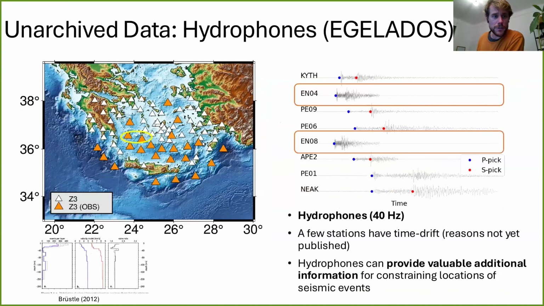And therefore, I'm going to introduce you now to the unarchived data from the Egelados dataset. Once again, that was this amphibian experiment. Stations were placed on land, but also offshore. It was the first time a large OBS deployment was conducted, and there were some problems with the ocean bottom seismometers. Unfortunately, they were not recording during this 1-year period where they were placed there.